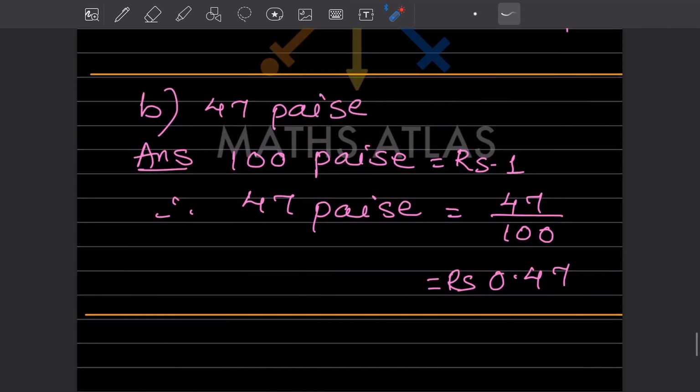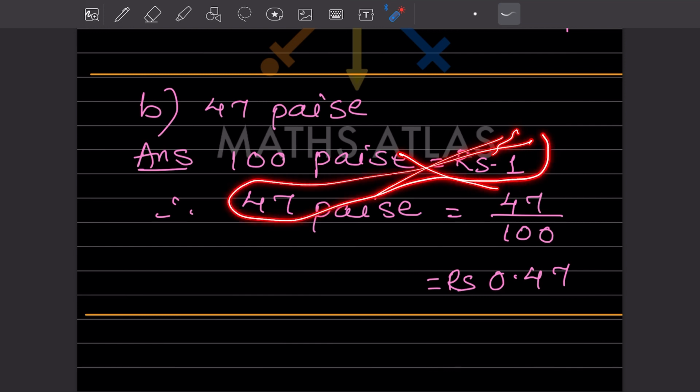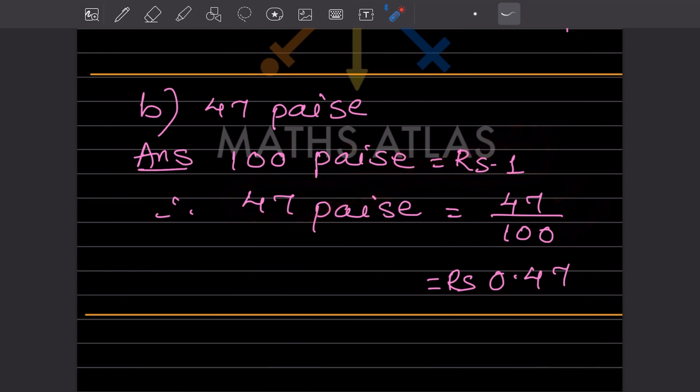So same over here. Now 47 paise, 100 paise is 1 rupee. So 47 paise means below this, you are going to cross multiply. Two numbers are here, means 47 into 1 will be 47. And this 100 is alone, will go in the denominator. So 47, two zeros means backwards 2, this is going to be 0.47 rupees.